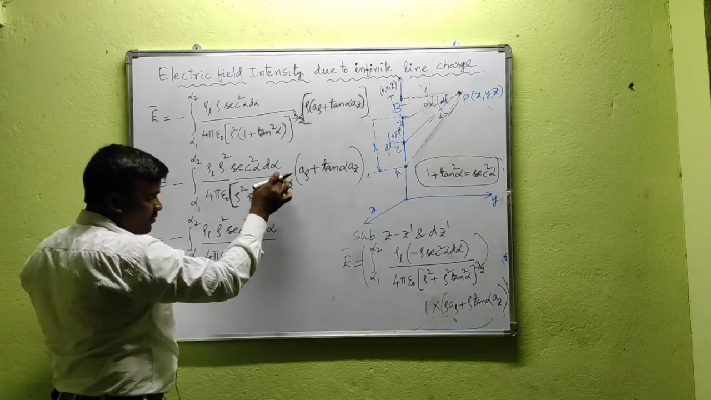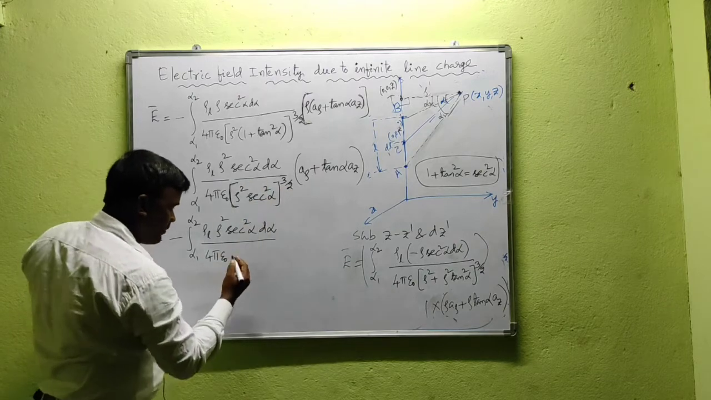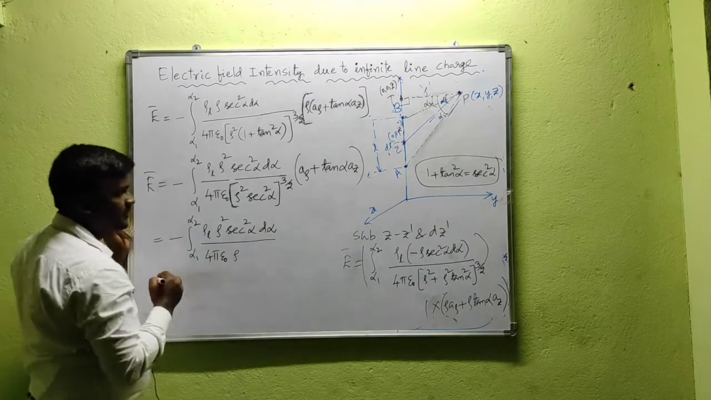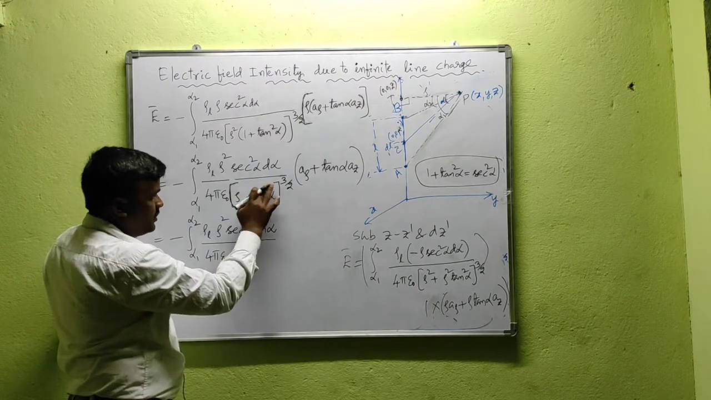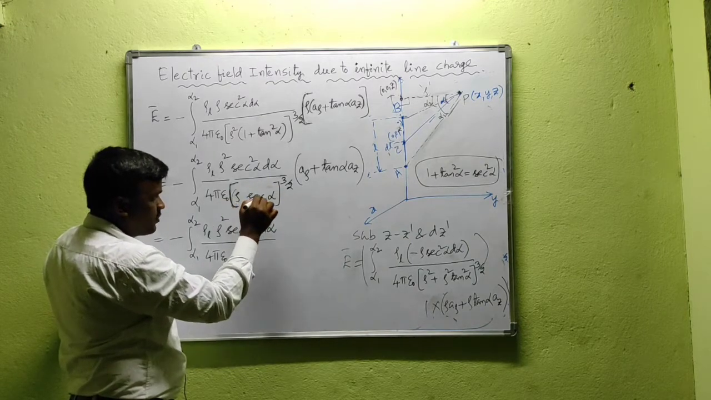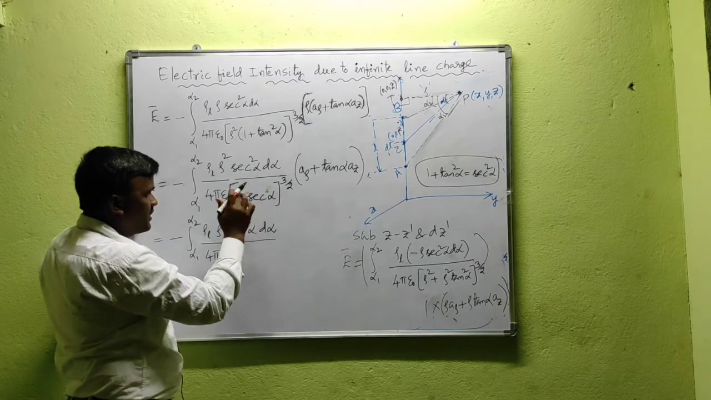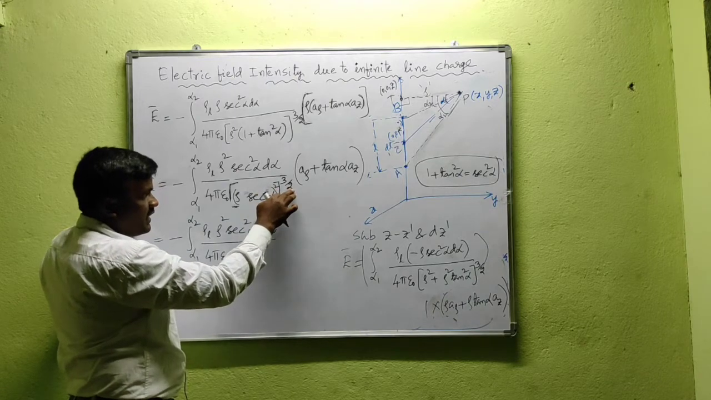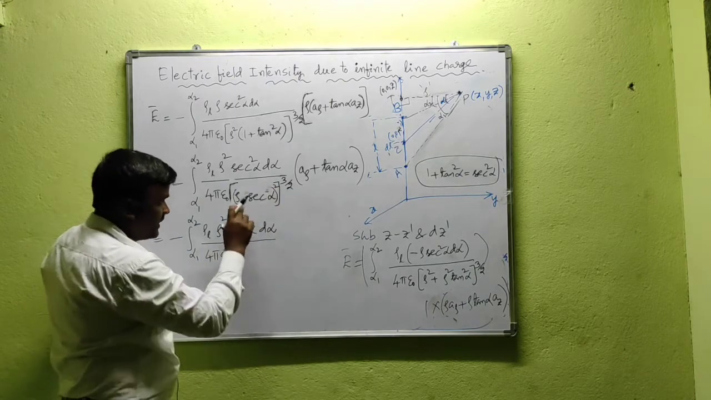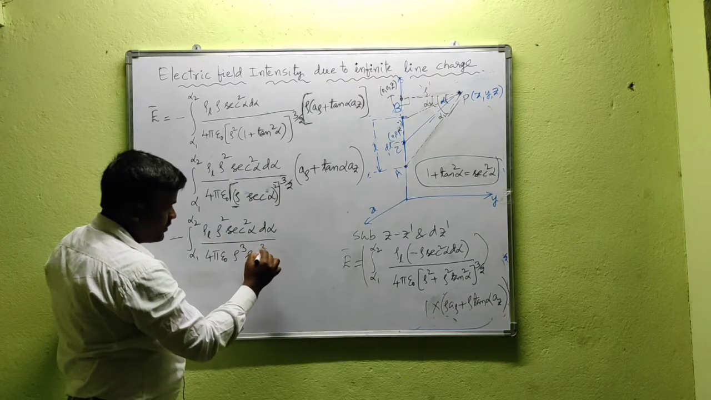Rho secant square alpha, whole power 3 by 2, means this square and this by 2 cancel out. Remaining part is what? Rho square secant square alpha. I can write this as rho secant alpha whole square. This square and this by 2 cancel out. Remaining part is whole cube, that is rho cube secant cube alpha.